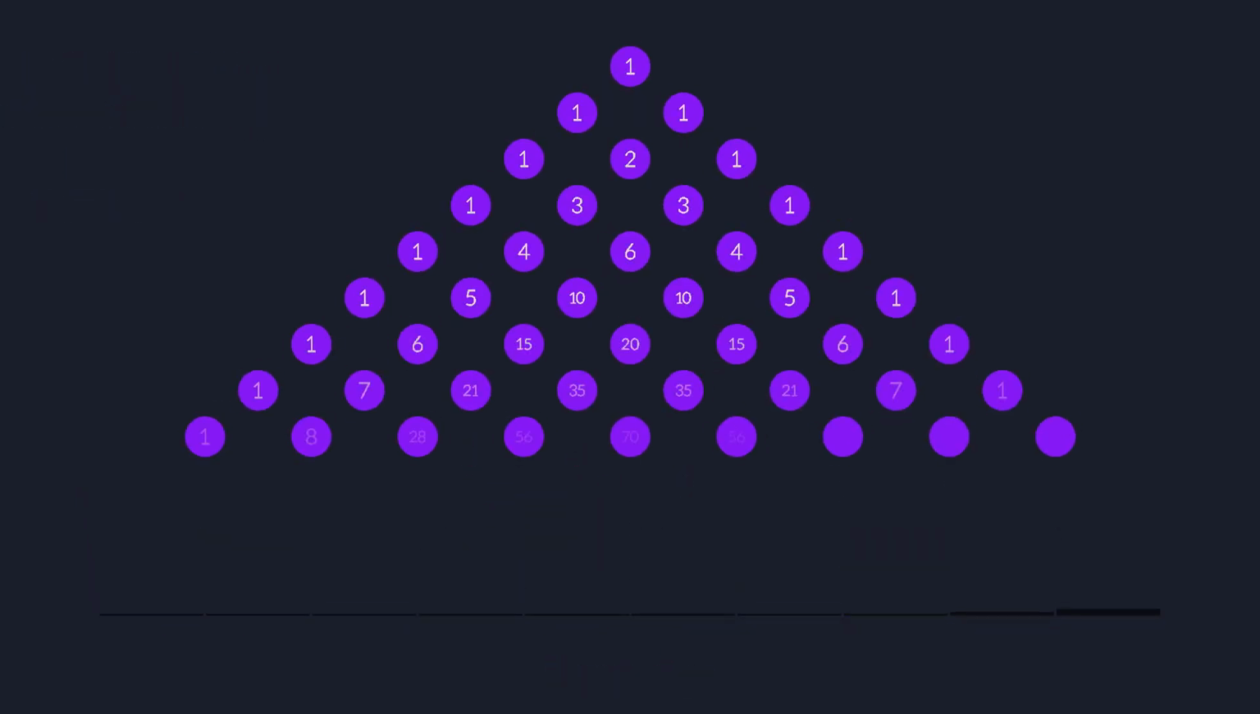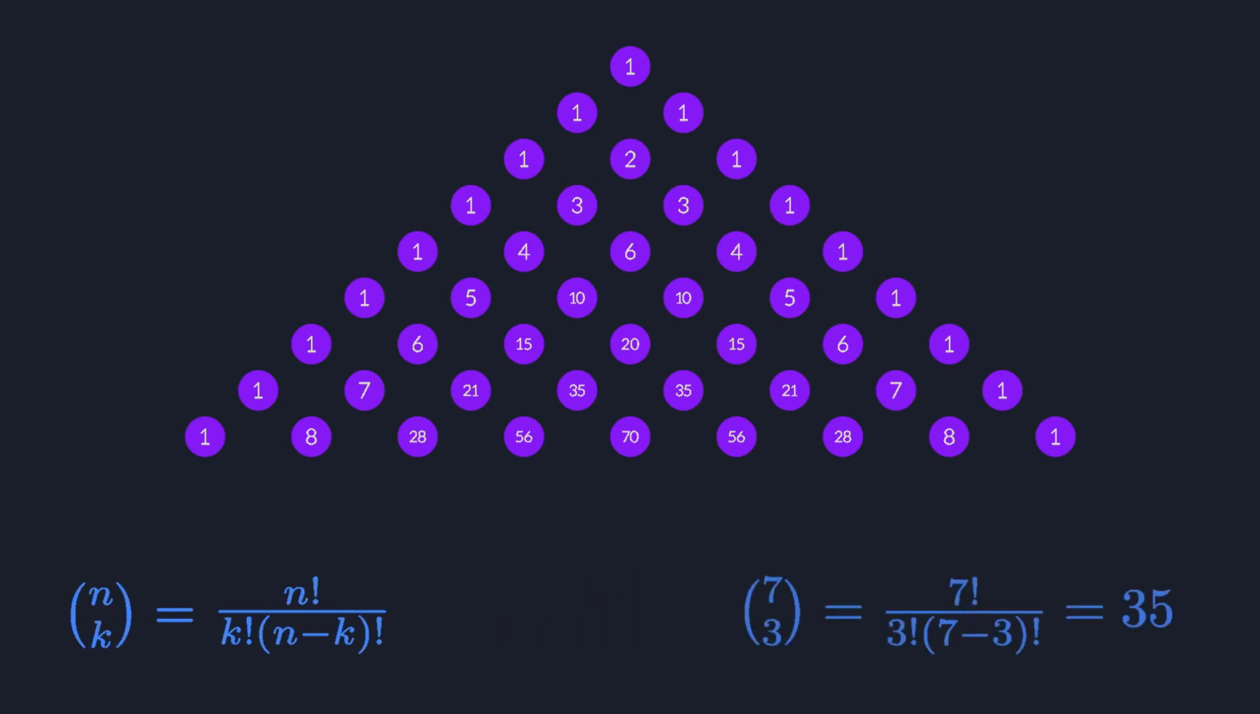Now back to the Pascal triangle. There's an easy formula that gives you the value for any number. Instead of counting up all the different paths, we can just calculate this fraction of factorials. These expressions are often written like this and pronounced "n choose k". If you have 7 objects and you have to pick 3 of them, you can do so in 35 different ways.